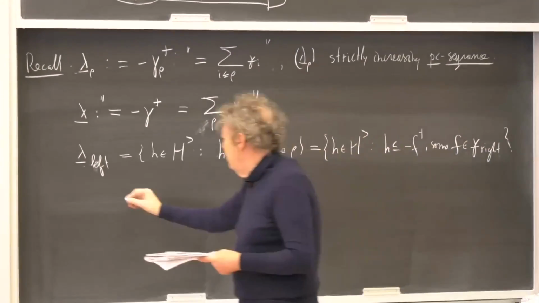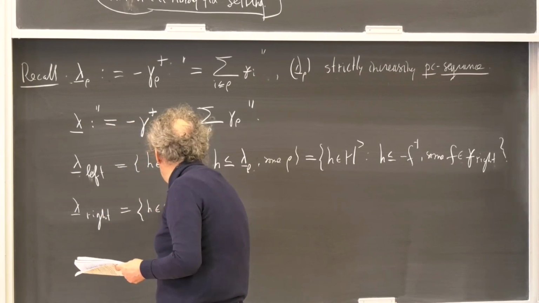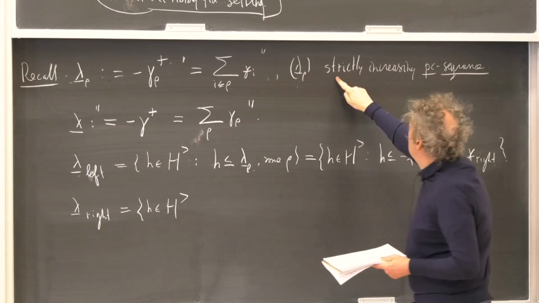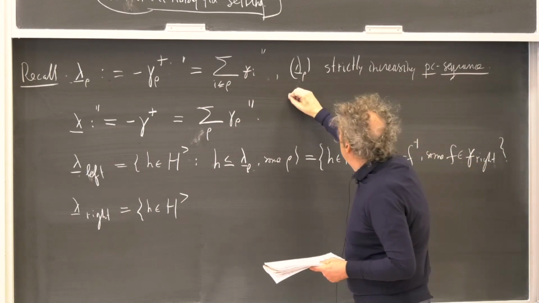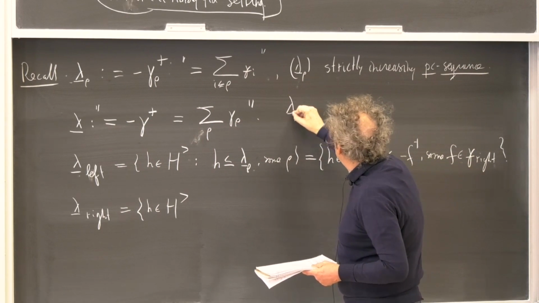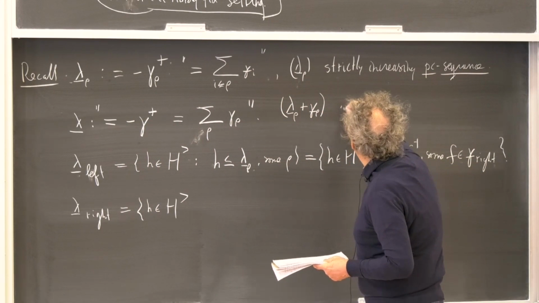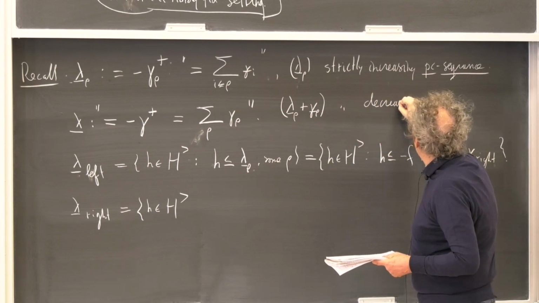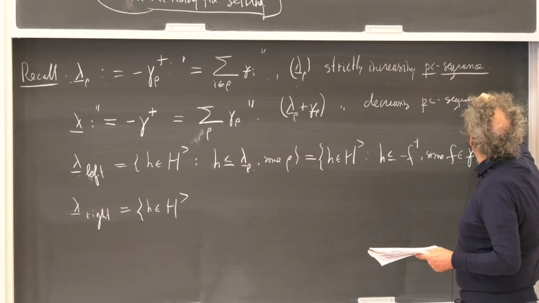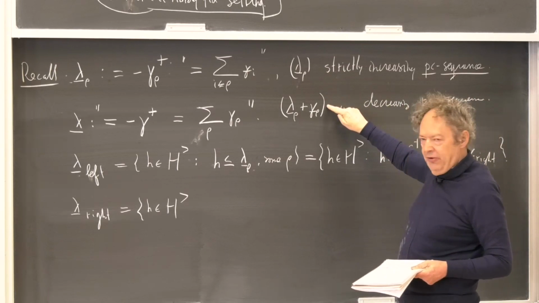Right, and lambda right was h in H. Actually, I should say, I will add: lambda rho is a strictly increasing PC sequence, but there is also a strictly decreasing one, lambda rho plus gamma rho, which is a strictly decreasing PC sequence. And all the lambda rhos are smaller than all the terms here.